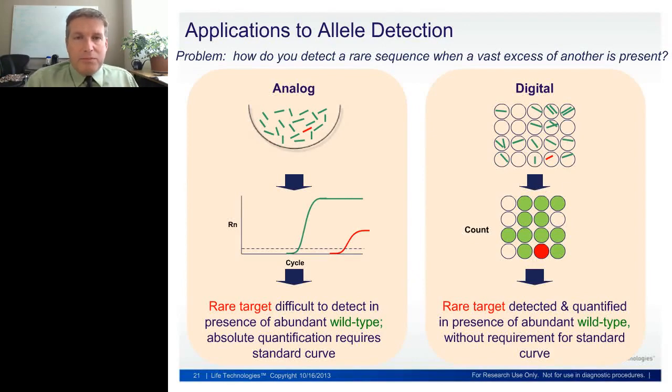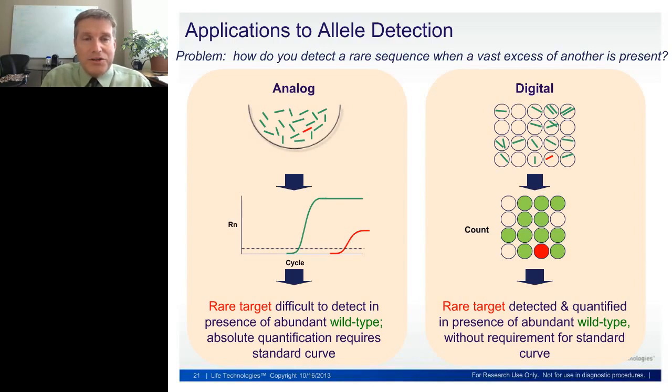Okay, so moving away from the copy number, another application of digital PCR in oncology is detection of rare alleles. So the problem is, how do you detect a rare sequence when there's a vast excess of another one present? In traditional analog PCR, you'll wind up getting a large amount of the wild-type copy, or of the abundant copy, before you see the presence of the rare copy. And in fact, this amplification of the normal or the abundant target could swamp out or even preclude your ability to detect this rare transcript here.